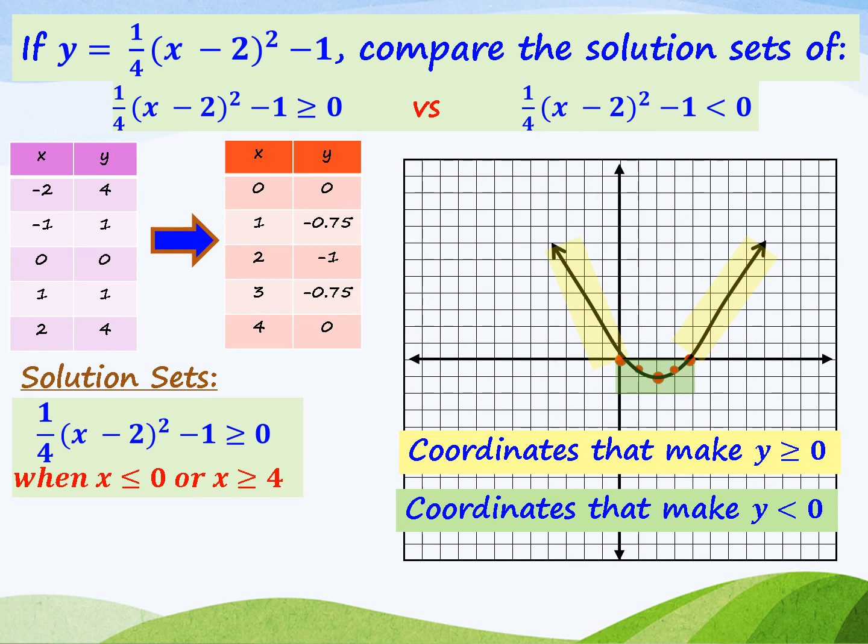Now, since the bowl is conjoined, it's a continuous part of the graph, there's no breaks in it, that's going to be our AND inequality. So we say that 1/4 times (x minus 2) squared minus 1 is less than 0 when x is greater than 0 and less than 4. So in other words, when x is between 0 and 4, that's where the y values dip into the negatives.